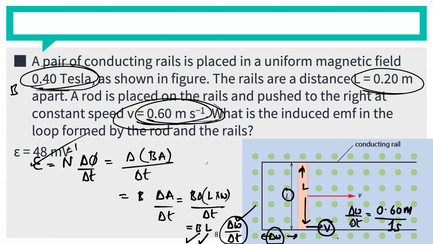So what is the learning from this problem? The learning from this problem is that delta phi can be either due to change in B or can be due to change in area. Now, if it is only due to change in area, again, area can be due to change in length or width or maybe due to both. We don't know. But examiner will only test on one factor.